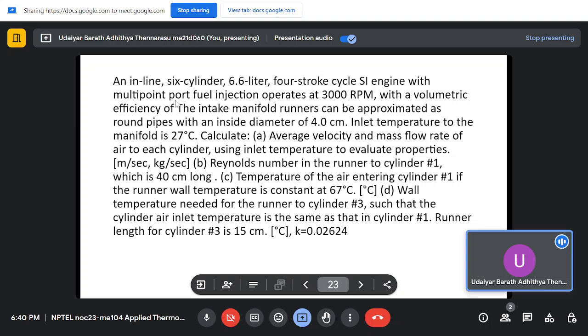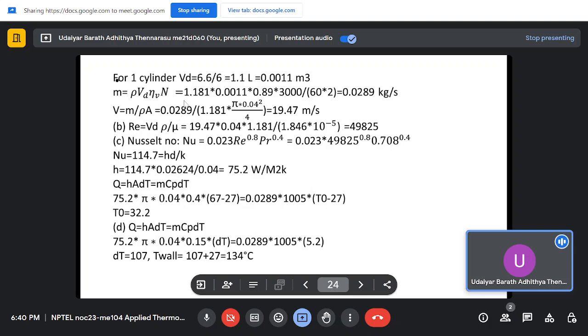Sorry, it's not mentioned, but here I think there's a typo. The volumetric efficiency is given as 89%. Then the speed of the engine is 3000 rpm. Because it operates as a 4-stroke engine, we should divide by 2, and converting it to revolution per second, we divide it by 60. So this will give me the mass flow rate as 0.0289 kg per second.